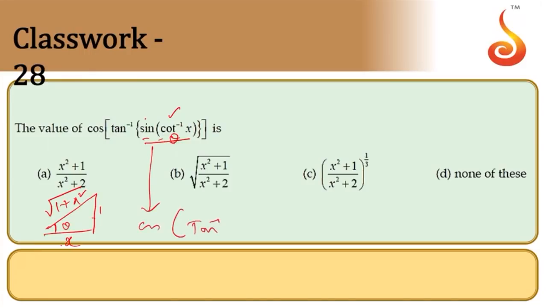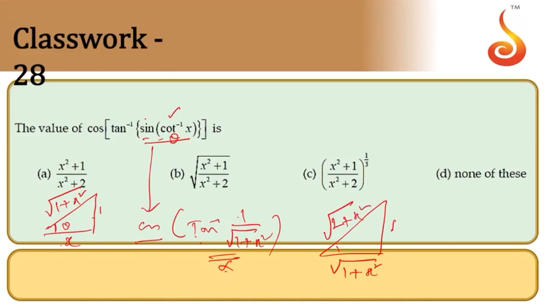So the whole thing can be written as cos of tan inverse of sine of cot inverse x. Sine of cot inverse x can be written as 1 divided by root of 1 plus x square. Again, when you apply tan inverse, if this is equal to alpha, then we can write a triangle here. So tan inverse is opposite side divided by adjacent side. So the hypotenuse will be root over 2 plus x square, and we require cos alpha here.